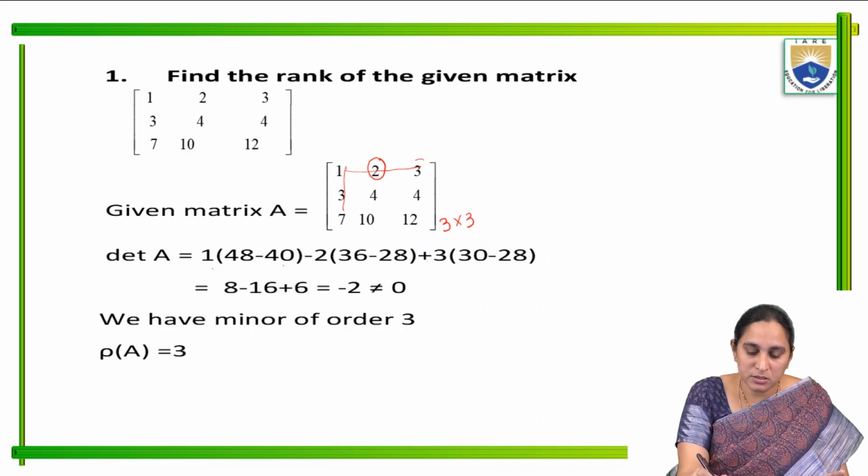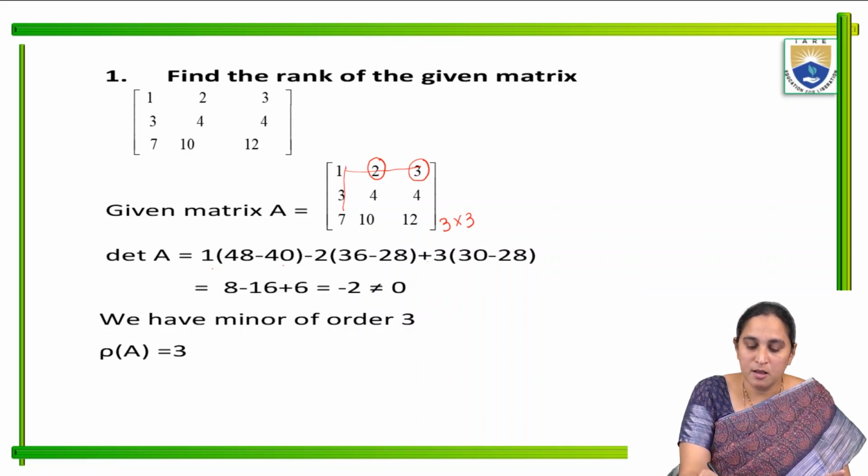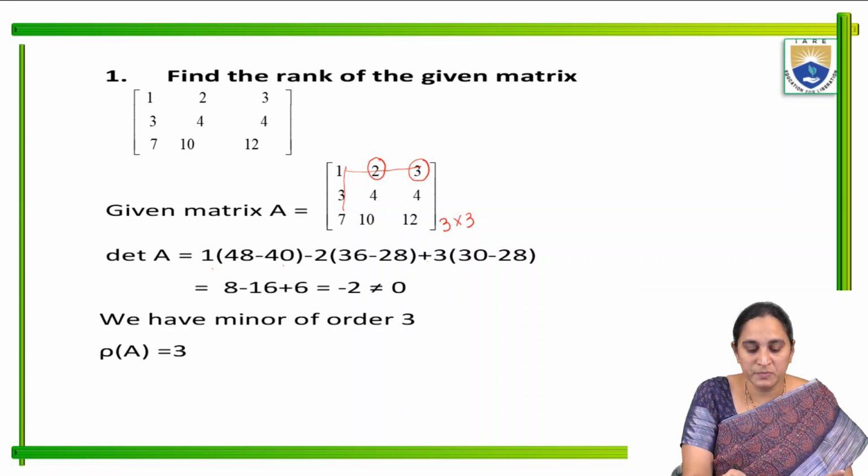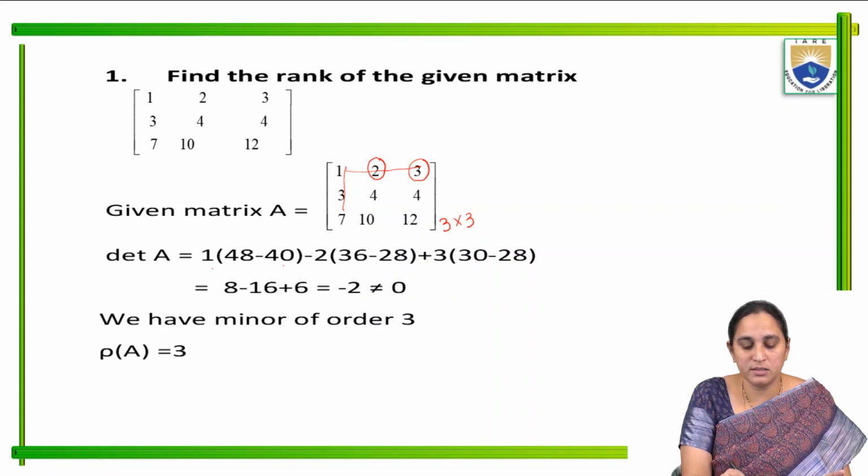Plus, what about the third value in the first row? That is 3. Plus 3 into, neglecting the corresponding row and column, the remaining part we take the cross multiplication: 10 into 3, 30, minus 7 into 4, 28. This is det of A. For that, 1 into 48 minus 40. That means what?